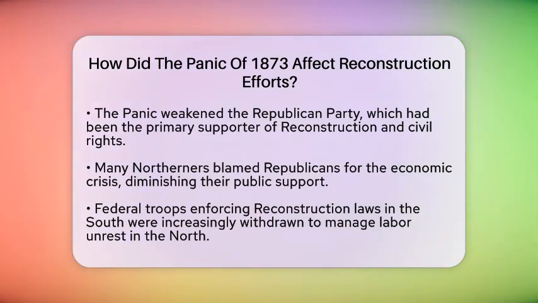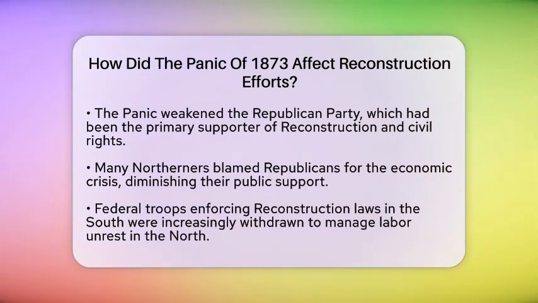in the South. Additionally, the federal troops stationed in the South to enforce Reconstruction laws and protect African Americans were increasingly withdrawn. By the year 1877, these troops were redeployed closer to industrial centers in the North to manage labor unrest, such as the Great Railroad Strike of 1877. This left Southern African Americans vulnerable to violence and intimidation.